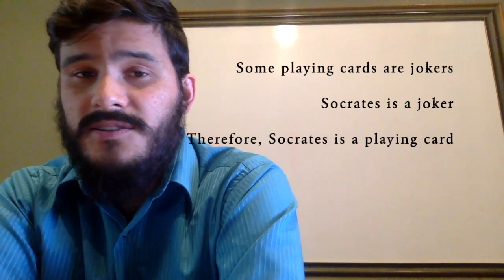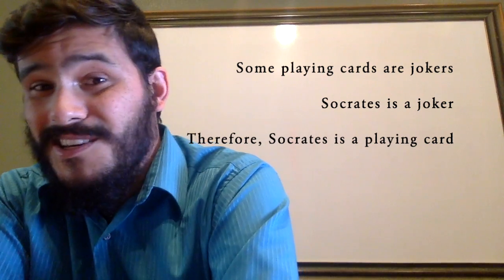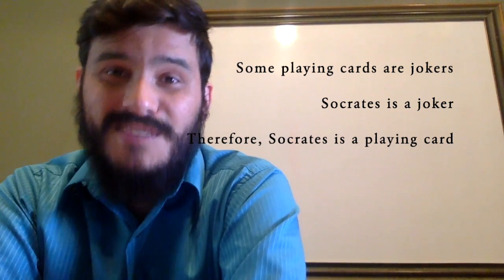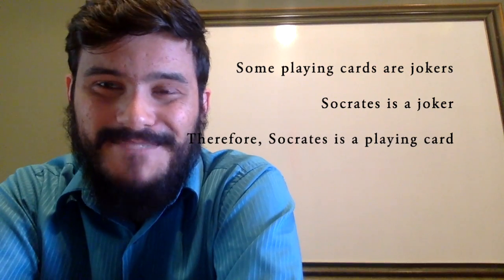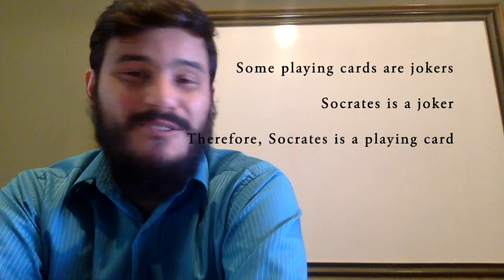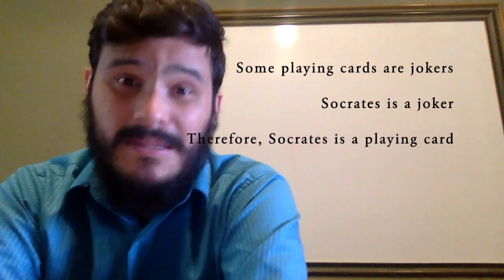Now, the second way Rule 1 breaks down is called the fallacy of equivocation. If you remember back to when we talked about terms, we said that equivocal terms are words which are spelled and pronounced exactly the same, but can have 2 totally different meanings. Consider this example. Some playing cards are jokers. Socrates is a joker. Therefore, Socrates is a playing card. Now here the conclusion is downright ridiculous. Of course, Socrates is not a playing card.